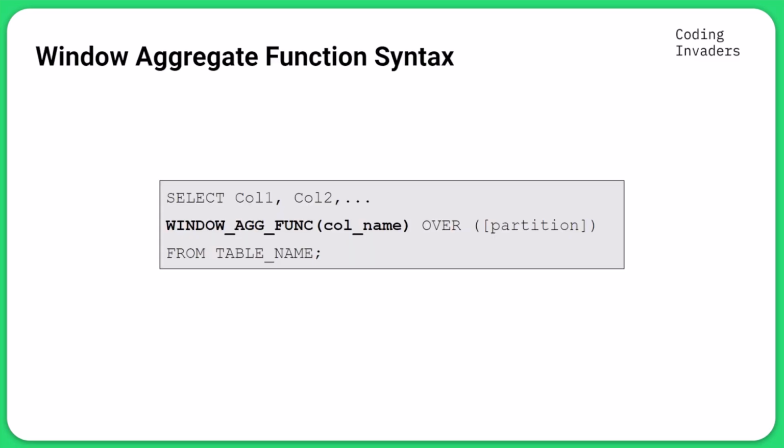Right, now let's look at the general syntax that we use. You select your columns and then the window aggregate function, which could be count, sum, min, max, or average, and then the column on which we want to apply it, over the partition. Great. So in the next session, we will understand framing in the window function.